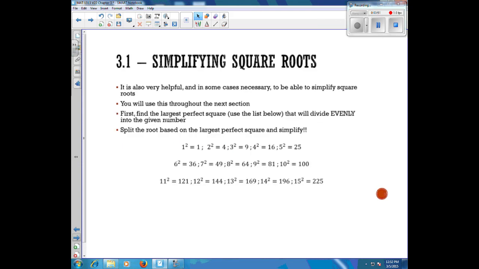So one thing that we'll have to do throughout this chapter in the equations that we're going to solve is simplifying square roots. Okay, so it's also helpful and in some cases necessary whenever you're putting your answers into the computer that you simplify these square roots. We're going to use this throughout the next section of this chapter. So first we want to find the largest perfect square using a list that I've given you that will divide evenly into the given number, and then split the root up based on the largest perfect square.